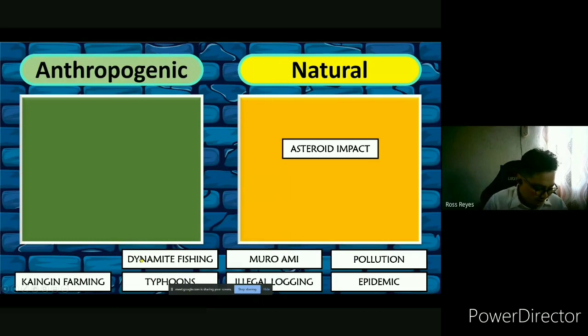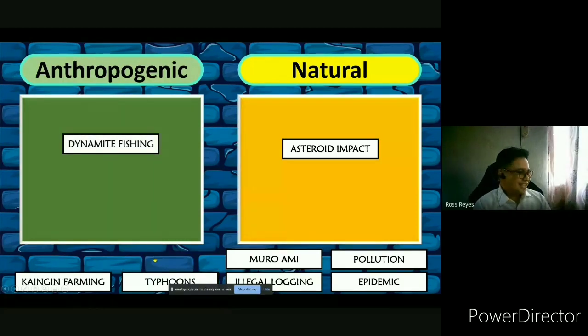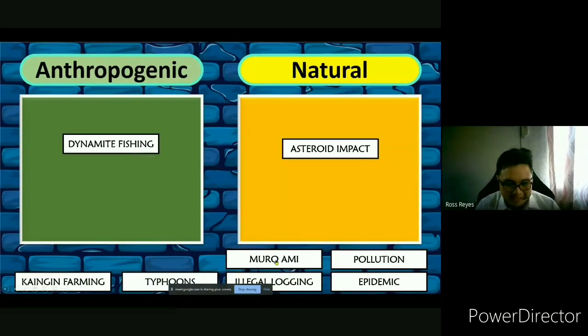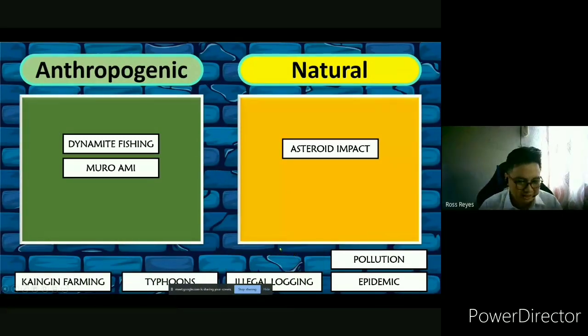Second cause, dynamite fishing. Yes, anthropogenic or man-made. Okay? Dynamite fishing is done by human beings. They do it by their own. This is not natural. Okay? How about Muroami? It's anthropogenic. This is man-made activity. We made it by choice.